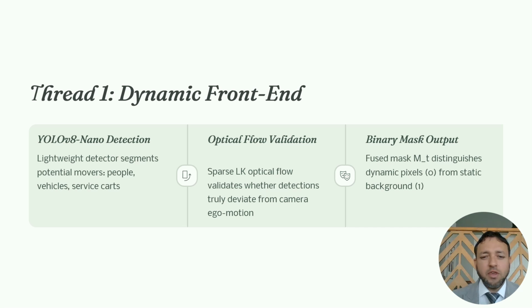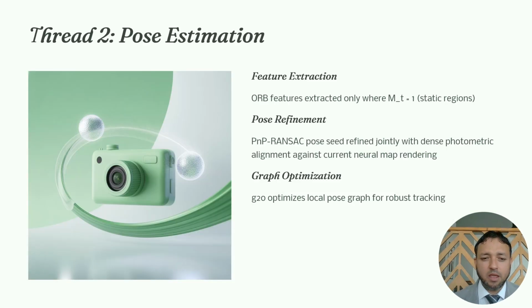Now, we use YOLOv8 Nano to flag likely movers, such as people, vehicles, or service cars, and validate motion with sparse LK optical flow against camera ego motion. The fused result is a clean binary mask M that keeps static regions and filters dynamic pixels. Now, we extract ORB features only where M equals 1 to avoid contamination from movers.